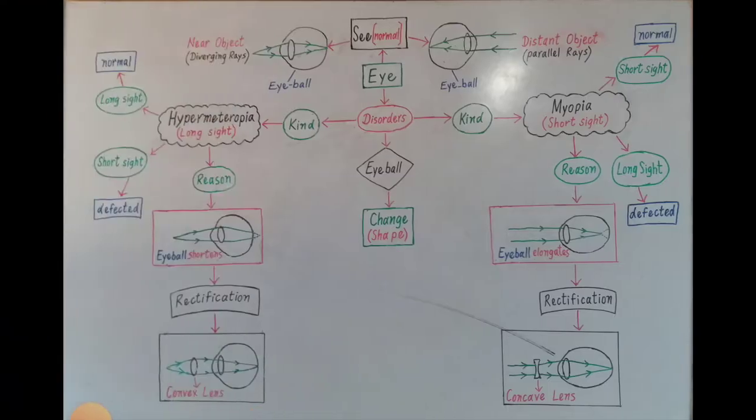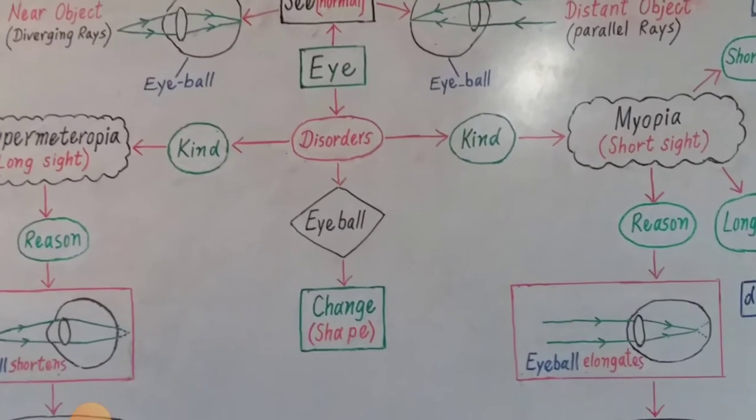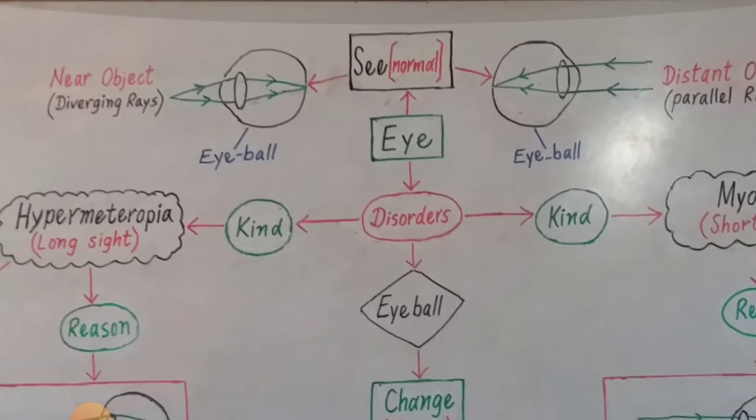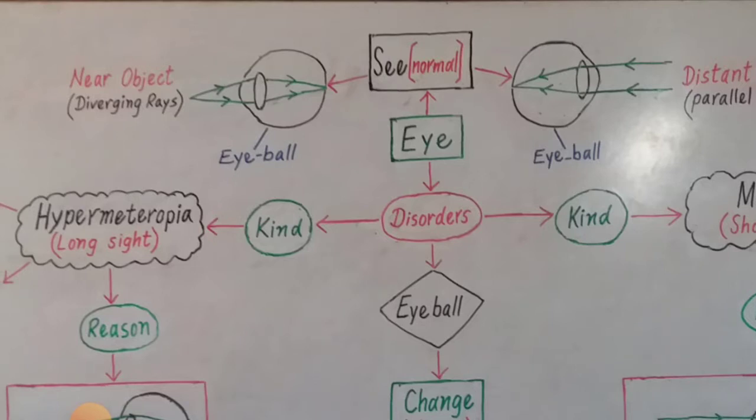Today our topic is disorders of the eye. And before understanding the topic, we must understand how the process of seeing normally occurs in the eye.